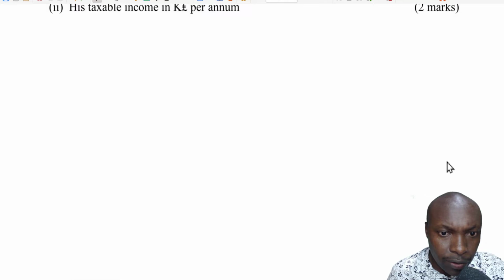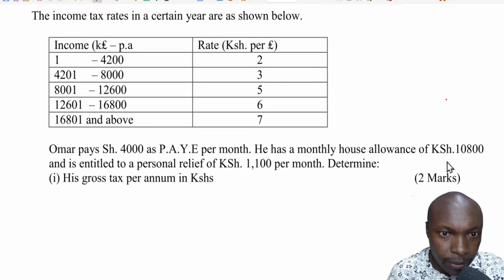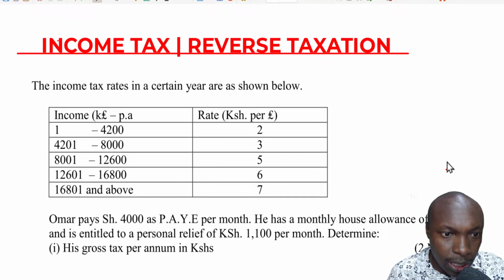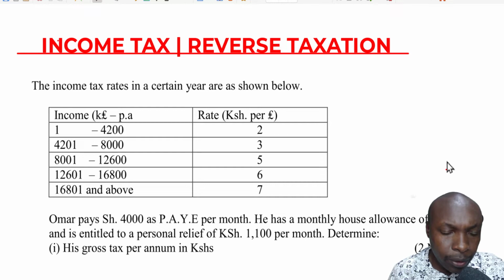Now this question is on reverse taxation. We're going to the first part. Good to note again, just for emphasis, that in the table, this column of income is in Kenyan pound per annum, not per month. Then the rate is in Kenyan shillings per Kenyan pound. Meaning when you tax the Kenyan pound at this rate, like in the first slab, 200, you get the tax in Kenyan shilling. Very important to note that.